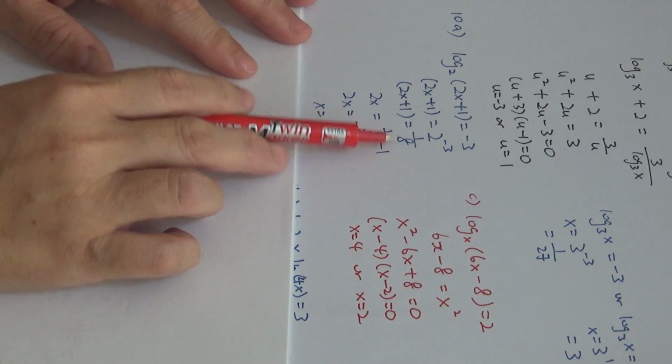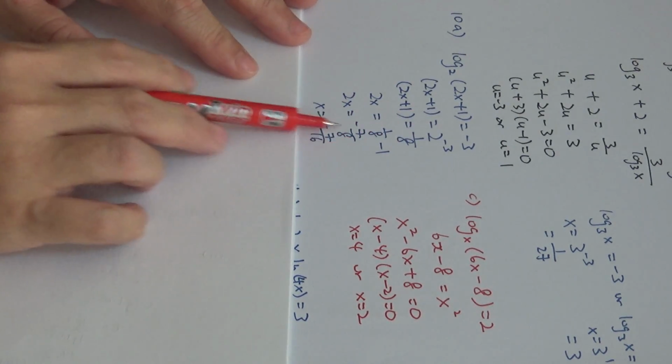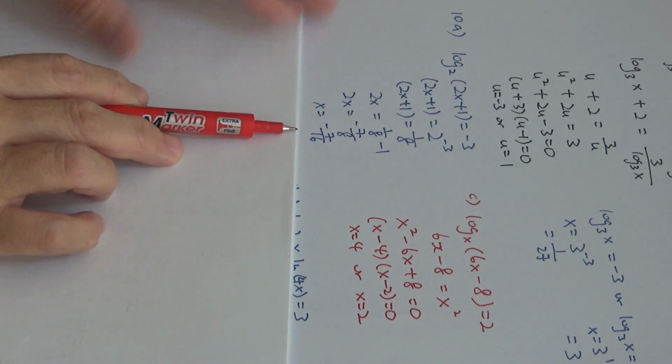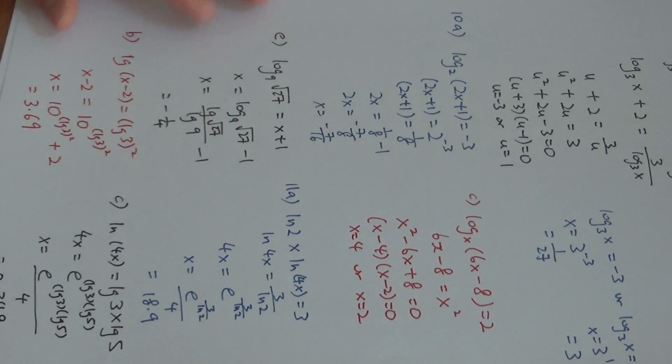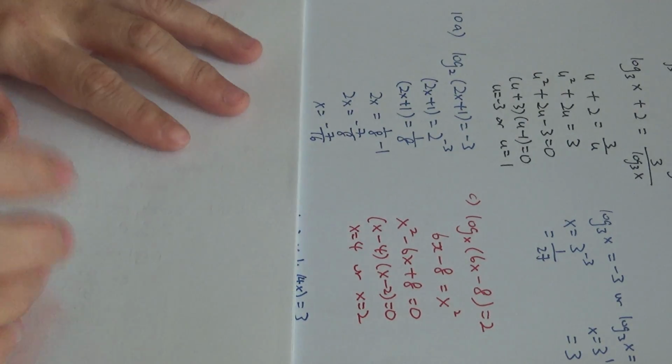2 to the power of negative 3 is 1 over 8. Therefore, when you solve, you will get negative 7 over 16. Okay, now next we look at part C. Let us look at part C.